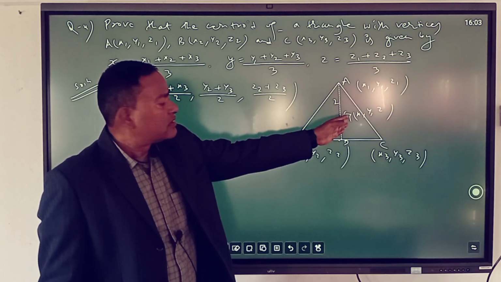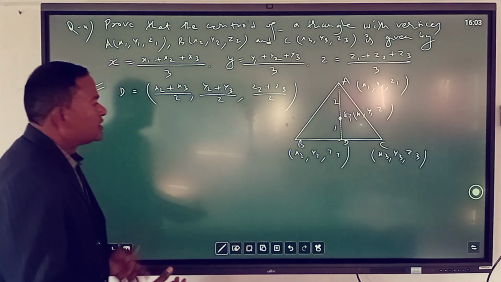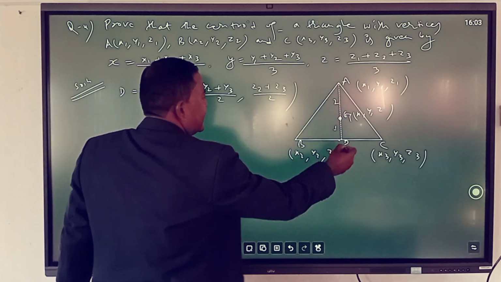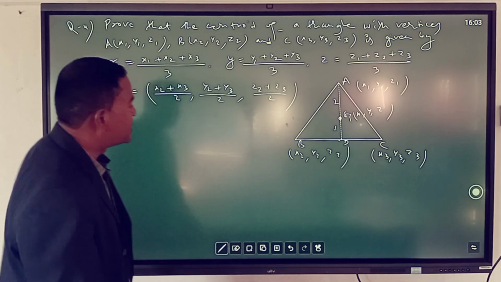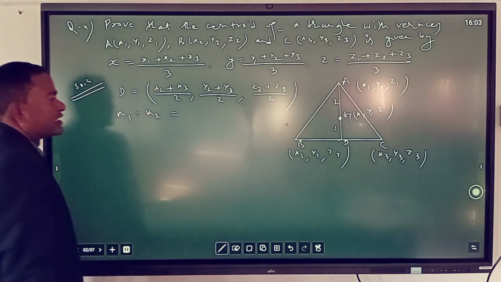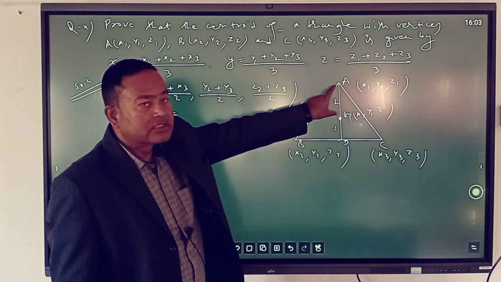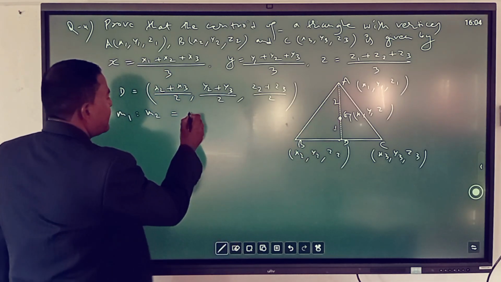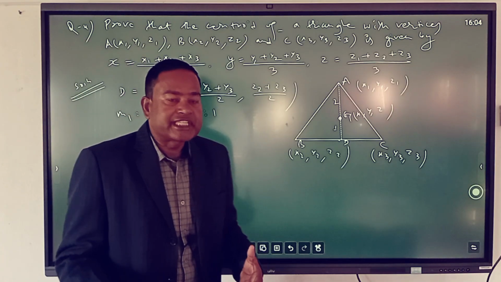So dear student, now let us find the coordinates of the centroid by using the section formula. The point G divides AD, that means the median, in the ratio 2:1. So let's write m1 is to m2, that means 2:1. Dear student, now let's use the section formula.